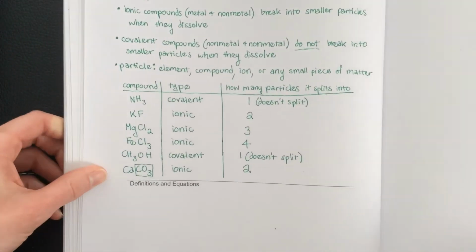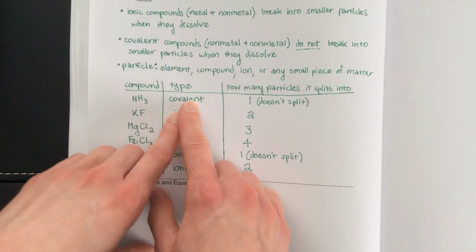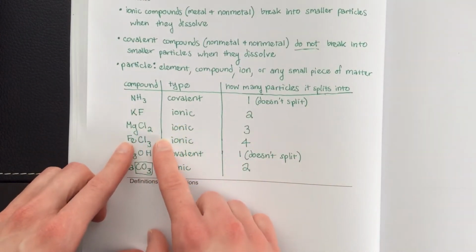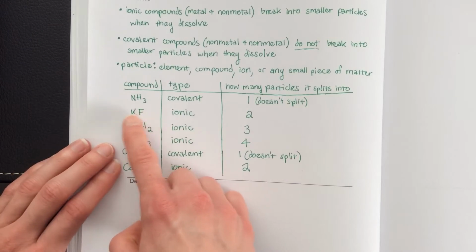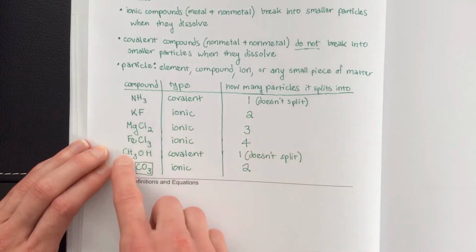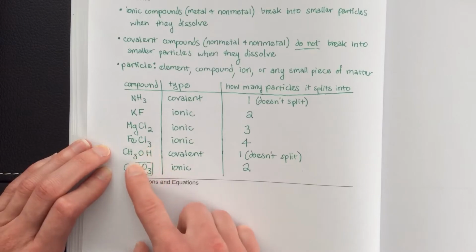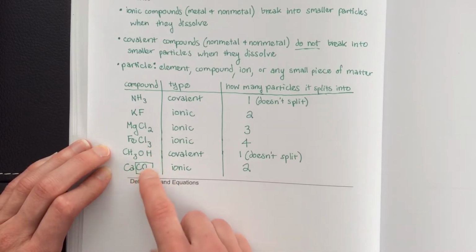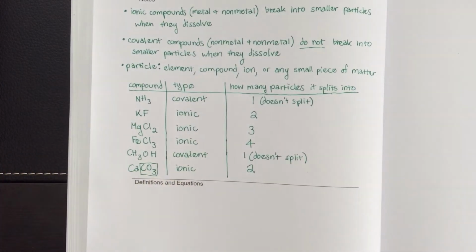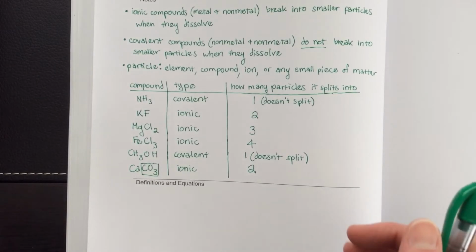And then remember, we looked at a couple of examples here. So like NH3 is made all of nonmetals, so it's covalent, so it stays as one particle, it doesn't split up. But all of these ionic compounds, they split up into however many ions they're made of. So this one's made of 2, this one's made of 3, this one's made of 4. This one's covalent because it's all nonmetals. And then remember, this one had a polyatomic ion. So it only splits up into 2 particles because this polyatomic ion counts as one thing all by itself. Okay, so with that review out of the way, let's move on to page 84.